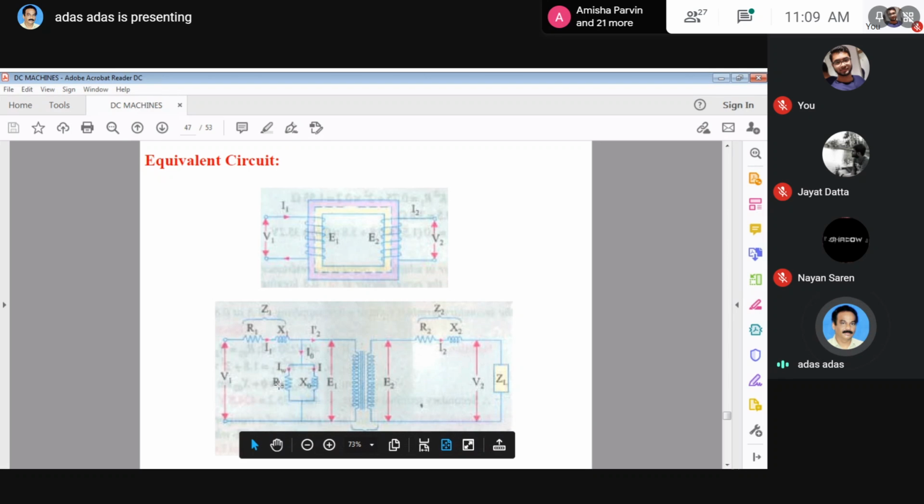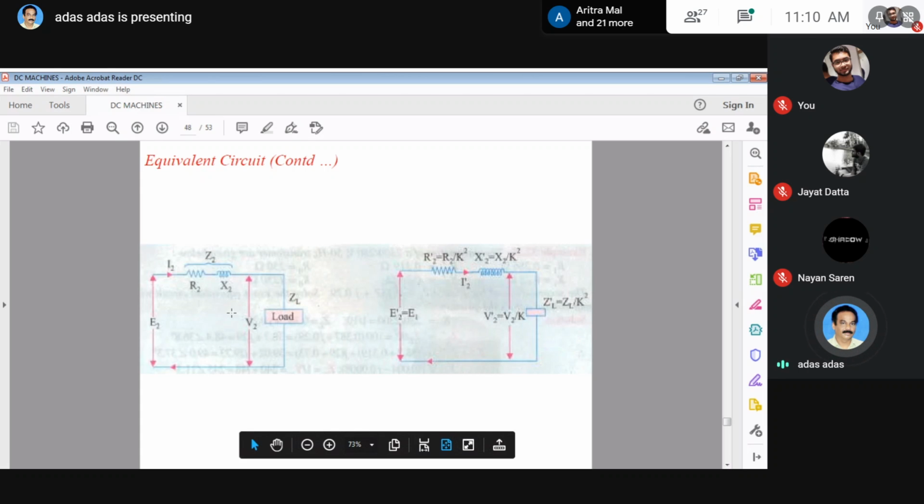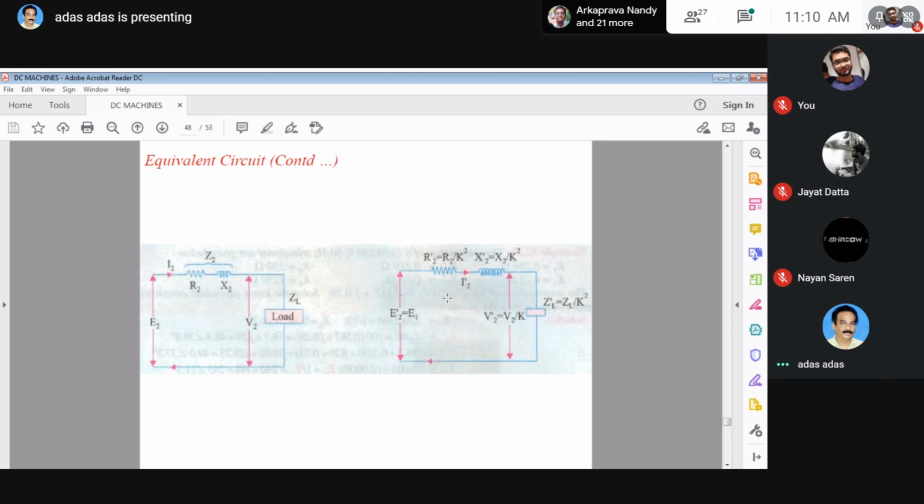R0 equals E1 by I omega, and X0 equals E1 by I mu. This is the primary circuit, this is the secondary circuit, isolated by two coils, primary and secondary. If you transfer all the quantities from the secondary side to the primary side, it gives this circuit. Here the voltage is E1, since the induced EMF across the primary coil is E1, and here is also E1. We can connect these two, provided we transfer all the quantities to the primary side.